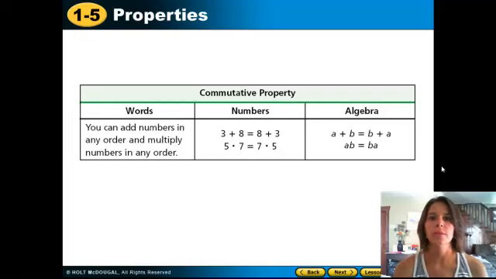Let's start with the commutative property. In words, we could say you can add numbers in any order and also multiply numbers in any order. Commutative property does not always work with division and subtraction because order is so important.